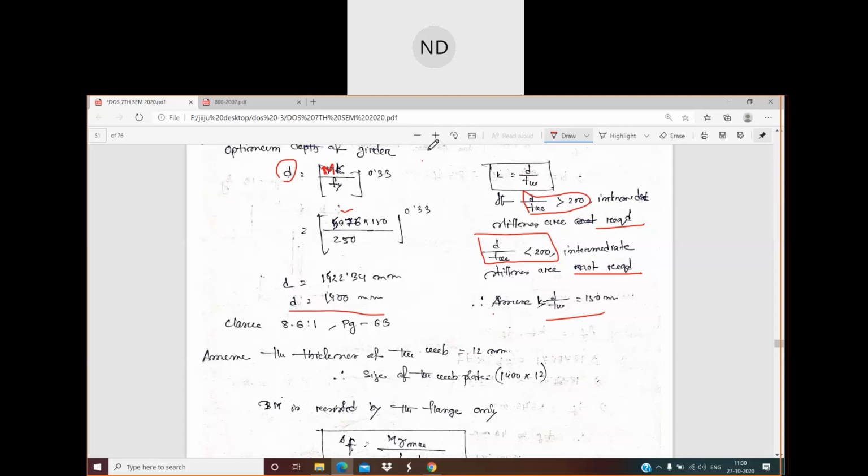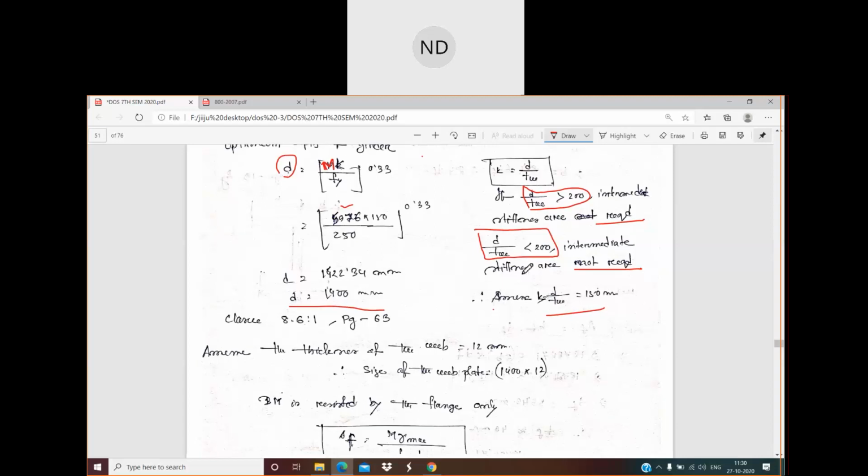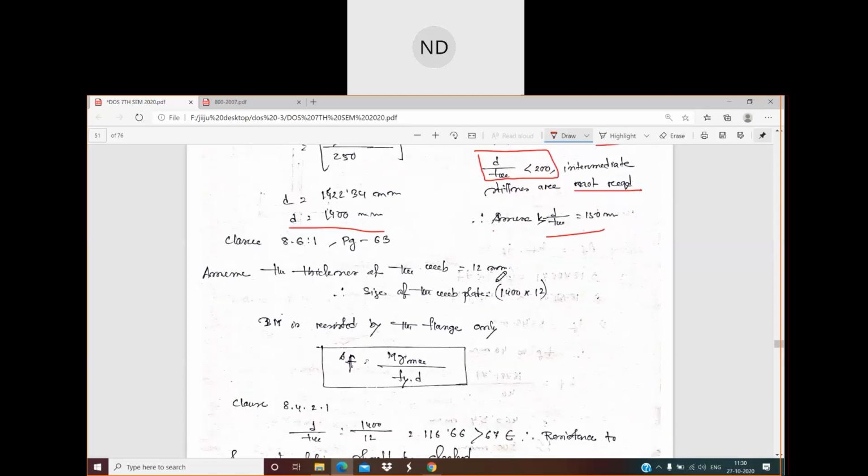So we are assuming here that our web thickness is 12 mm. Therefore we have our depth 1400, and thickness we have assumed to be 12. So our size of the web will be 1400 into 12. Now, bending moment is restricted by the flange only.